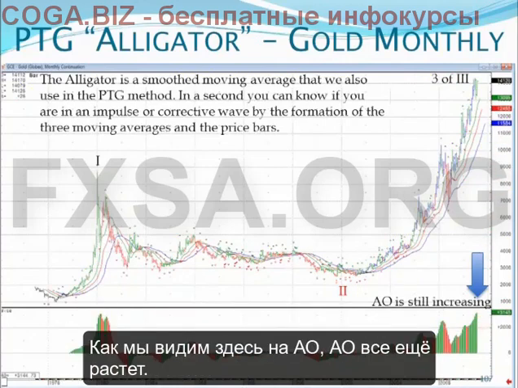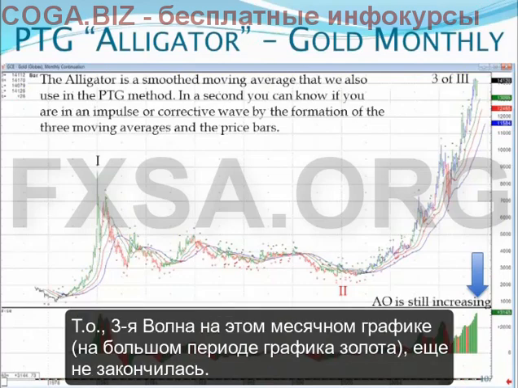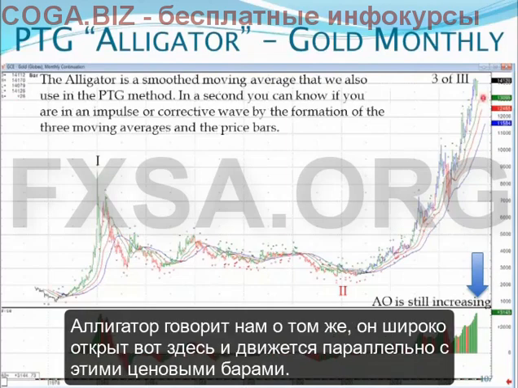As we see here, the AO is still increasing. So the third wave on this monthly chart, on this large degree of gold, is not over. The alligator is also telling us it is wide open here, running parallel with these price bars.